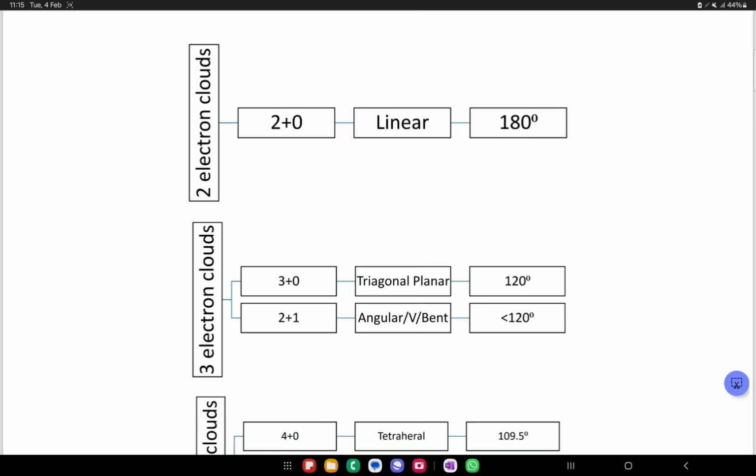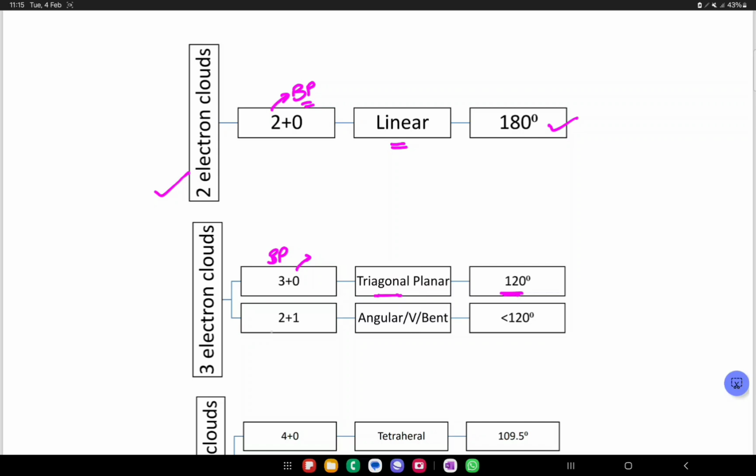According to this table, if a molecule has two electron clouds, and both of the electron clouds are bond pairs, no lone pair, then the shape and geometry of the molecule will be linear and bond angle 180 degree. Now if a molecule has three electron clouds and three bond pairs, zero lone pair, which is a regular geometry, trigonal planar, bond angle 120 degree.